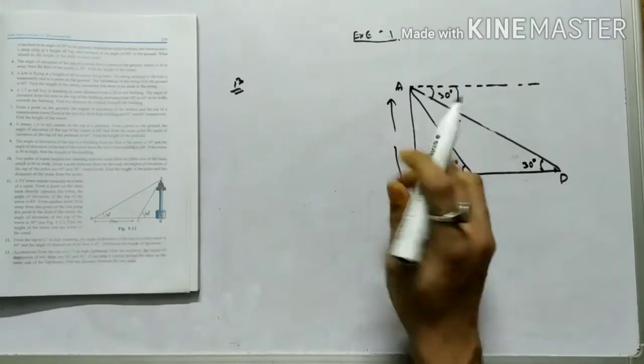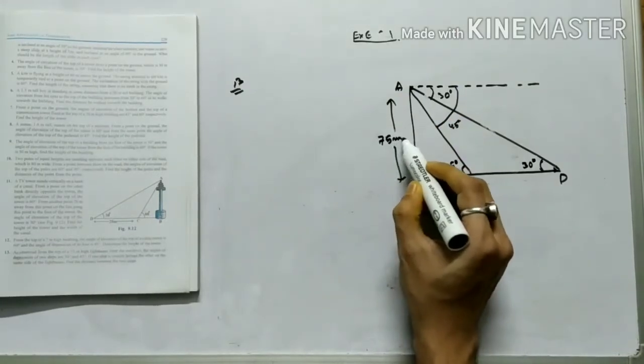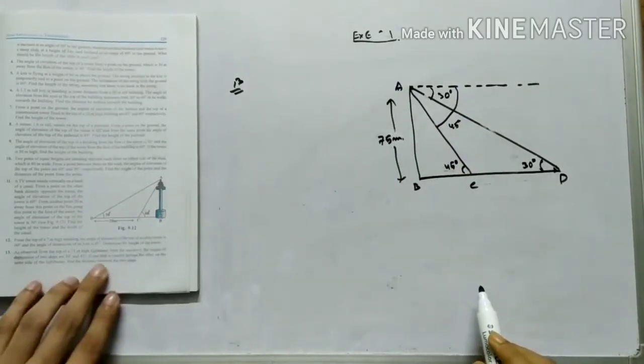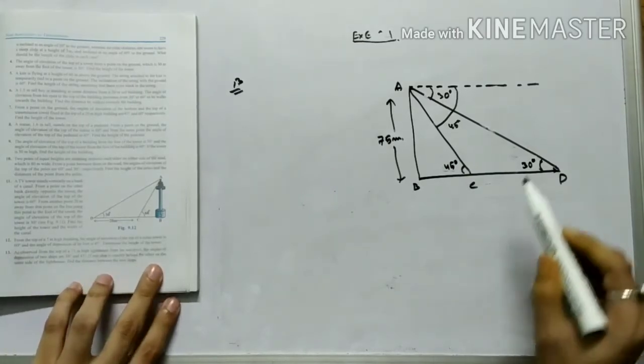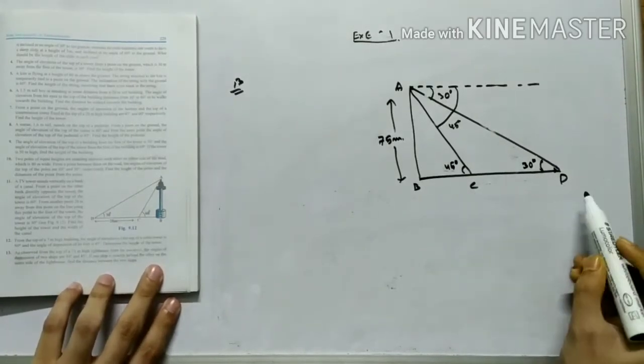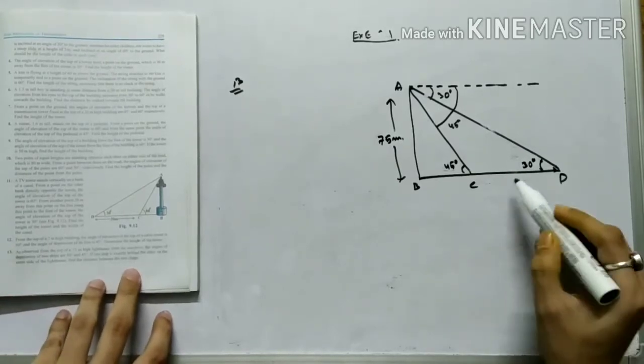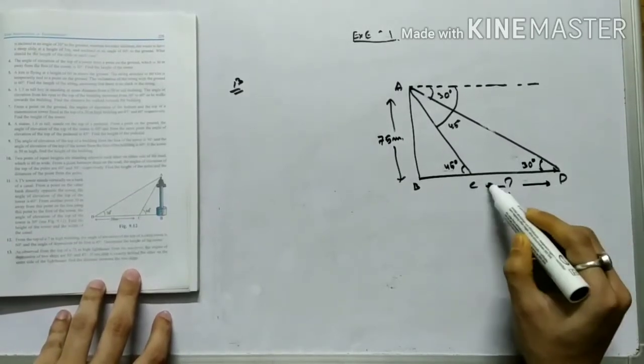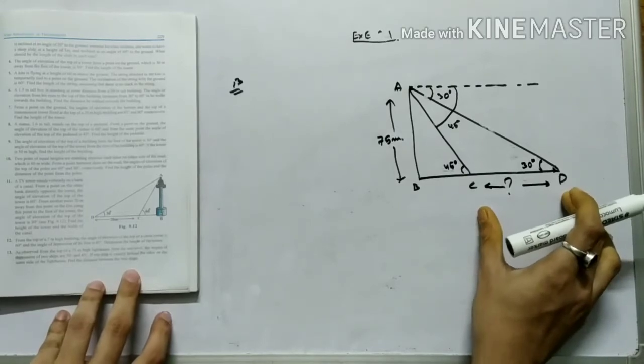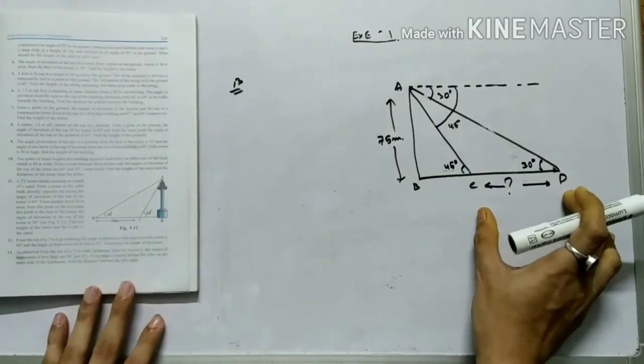So this is 75 meter. If one ship is exactly behind the other, on the same side of the lighthouse, find the distance between the two ships. I have to find here CD, the distance between the two ships.